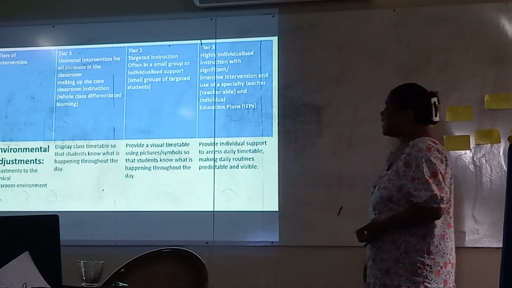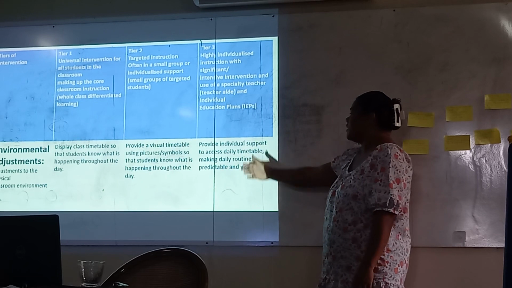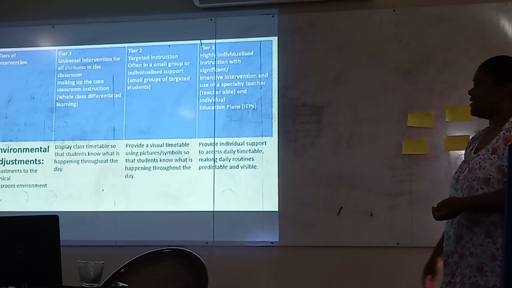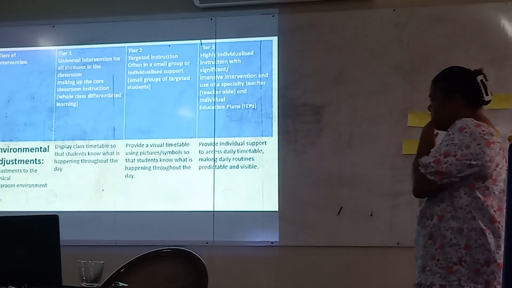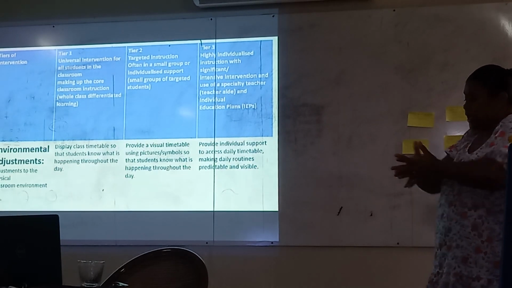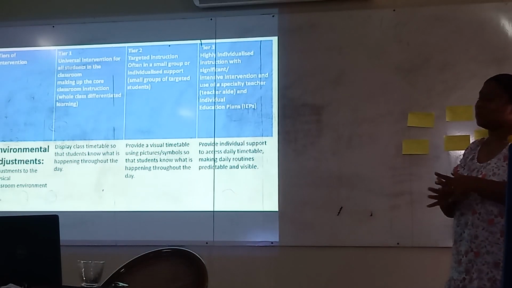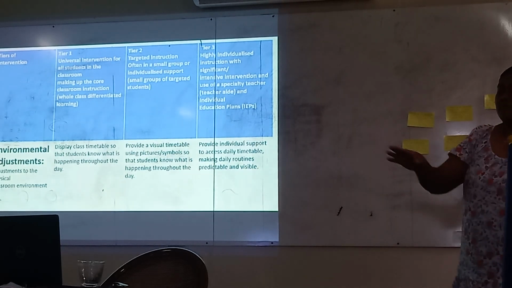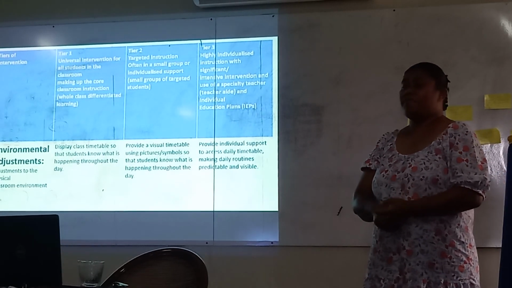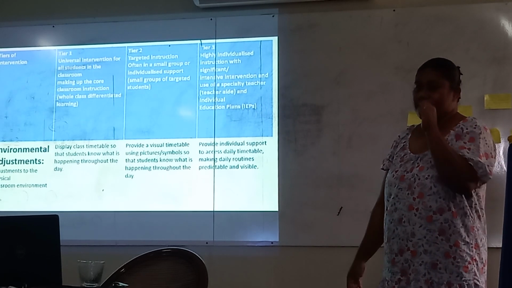There you have provided a visual timetable for that group where you use targeted instructions, and then for the tier 3, it's providing one-to-one individual support to access daily timetables and making a daily routine. So remember, teachers, and also heads of schools, in a classroom, you have variances of students there and variance of learning needs and speed as well. You teach according to their need. Some will say it takes a lot of time and planning, but once you know your students' strengths and capabilities, you will be able to teach well.